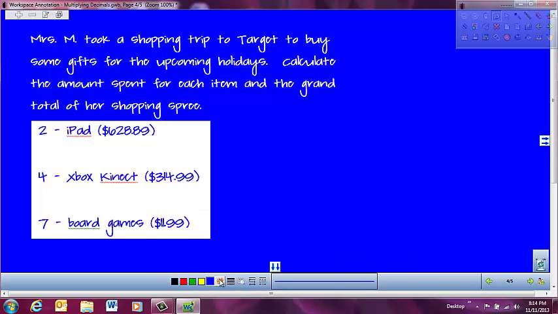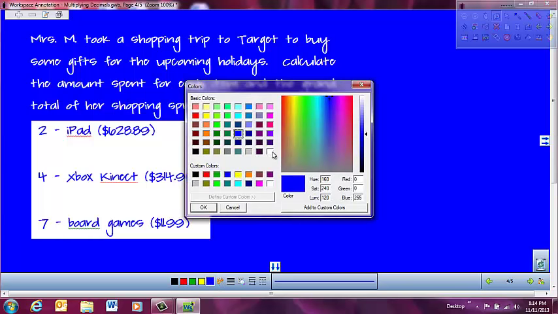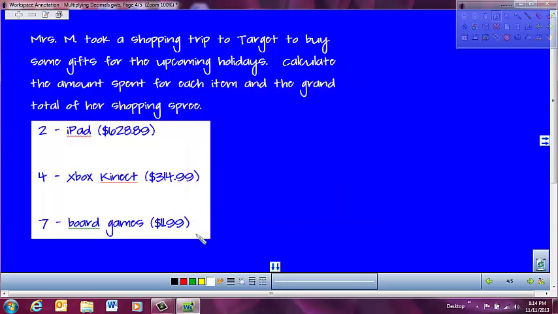Okay, so I need to change my font color here so you can see it. I'm going to do my work over here. You have some space on your note sheet off to the right. So apparently I bought 2 iPads, and they were $628.89 each. So to calculate that total for the iPads, I need to take 628.89 times 2. And now remember, we don't worry about lining up decimal points. I just almost pretend it's not there, so that's why the 2 is lined up under the 9. So now I'm going to go ahead and multiply like normal.